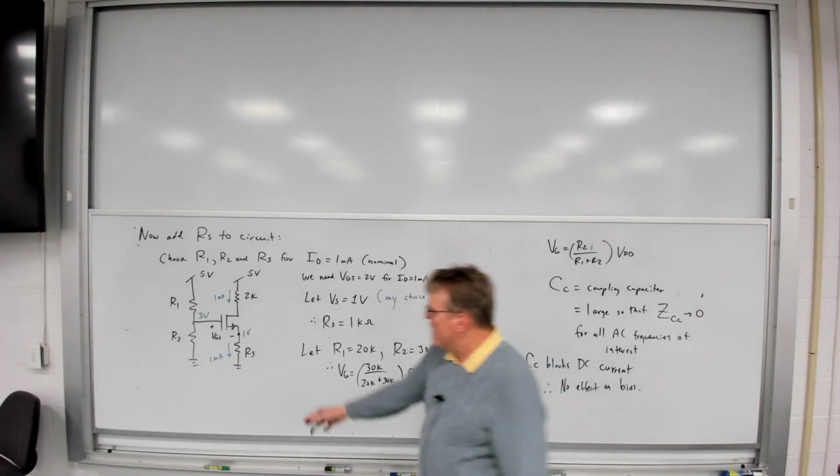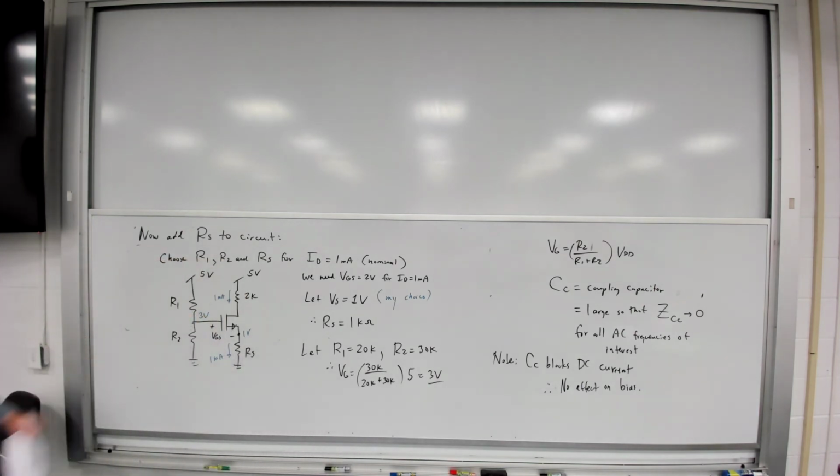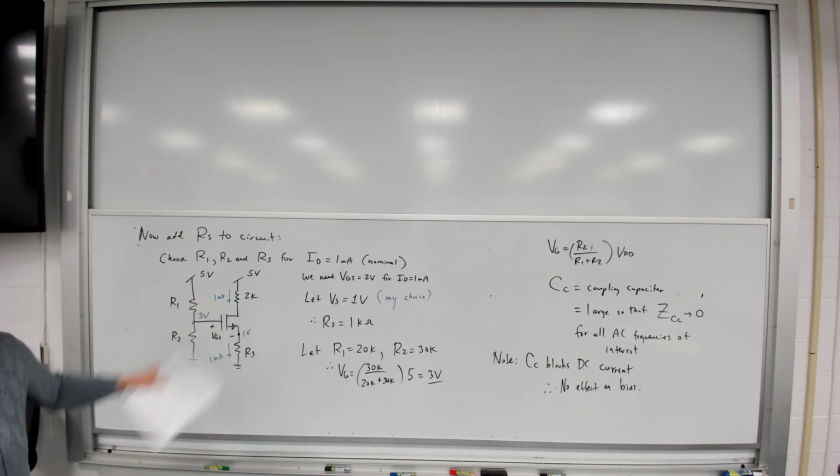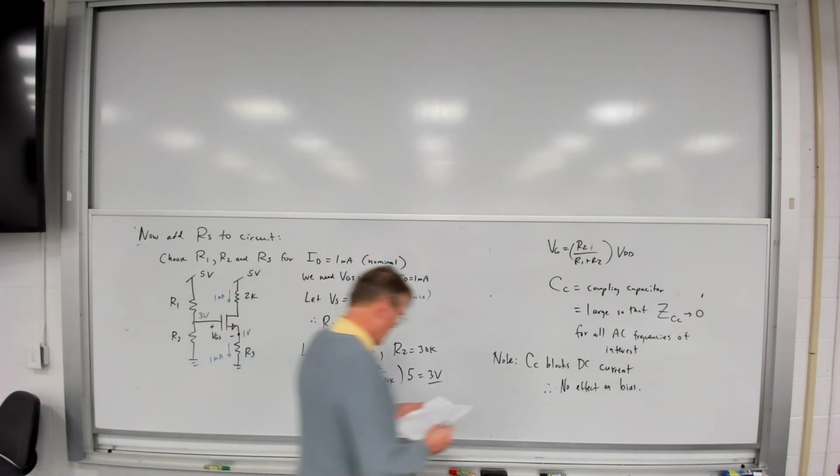All right, so I've got the values I wanted. That is now my nominal value, my nominal bias point, my nominal drain current. Now, let's put in different VT values. We're going to put in different transistors on the manufacturing line, okay?